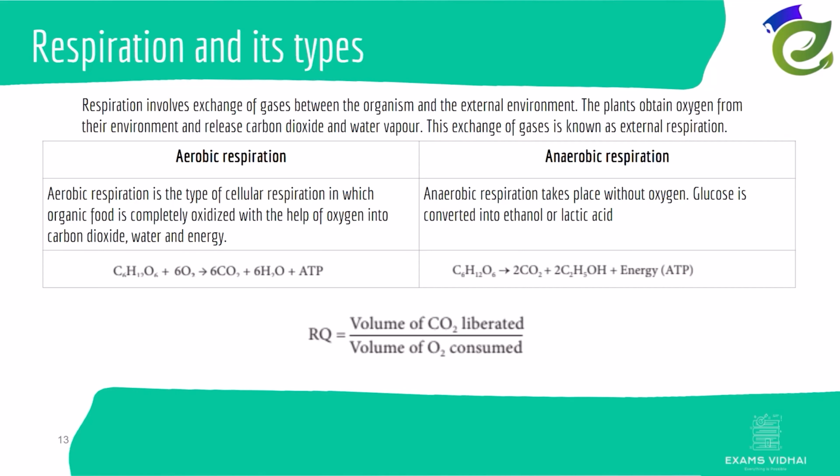As you can see here in the equation, in aerobic respiration the glucose is converted into carbon dioxide and water plus ATP in the presence of oxygen. Whereas in anaerobic respiration, in the equation you can see the glucose is converted into ethyl alcohol, which is ethanol, and then carbon dioxide and energy we get as the output. The next thing in respiration is the respiratory quotient, which is the ratio of the volume of carbon dioxide liberated to the volume of oxygen consumed during respiration. The formula is written here in this slide.